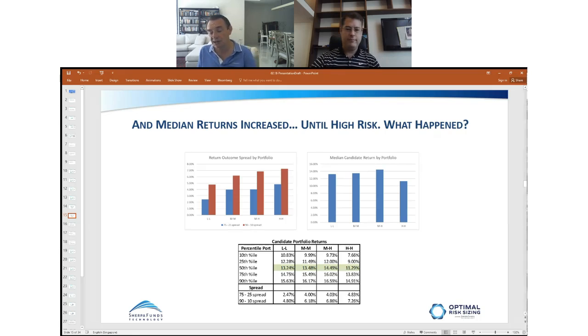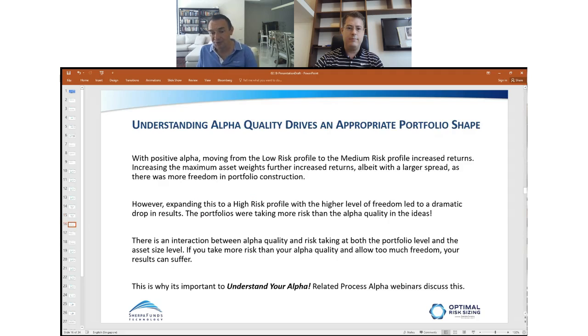And this is exactly what's happening here, where we've given ourselves enough freedom to create a portfolio on the fourth example, where basically our freedom has outstripped our alpha. We're quite good at picking assets, but we're not so good that we should be given that much rope.